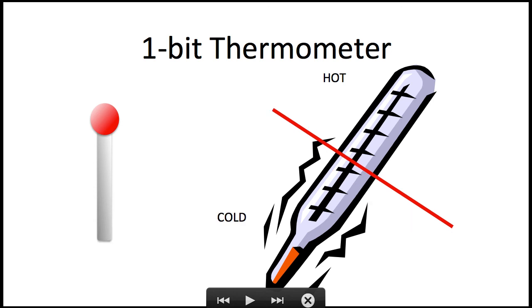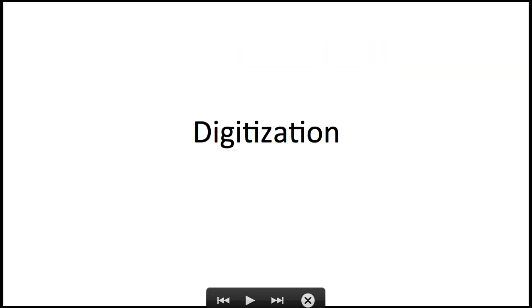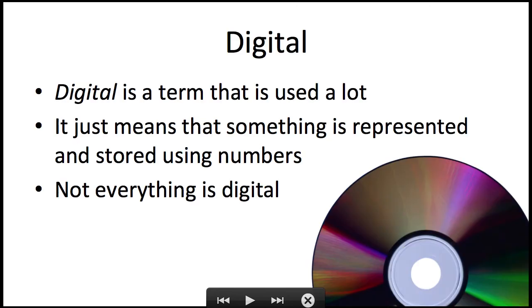Okay, so in this class we're going to look at the process of digitization. Digitization is the process of taking things from the real world and representing them numerically. So it's a bit different from representing letters, representing characters.